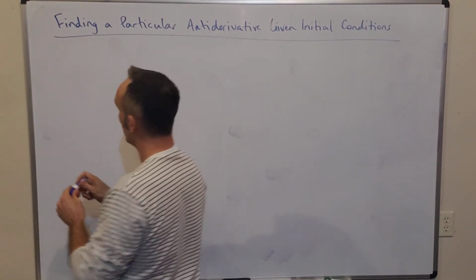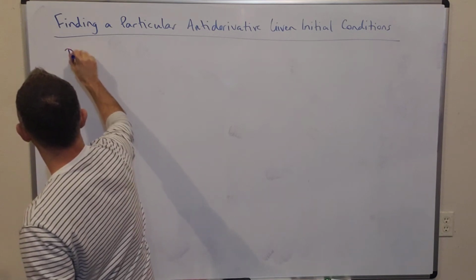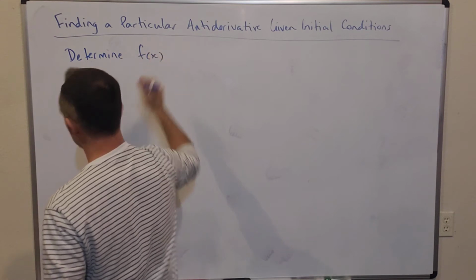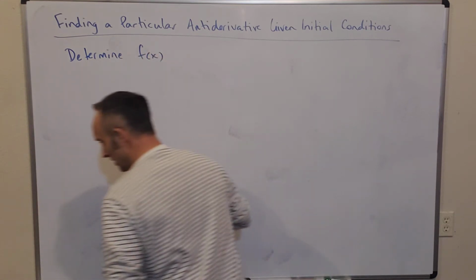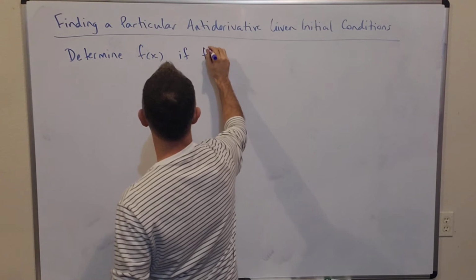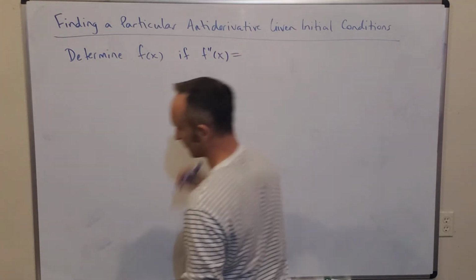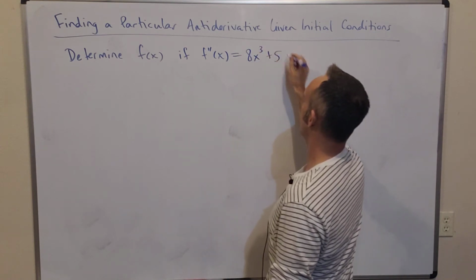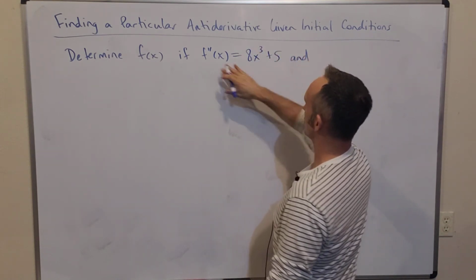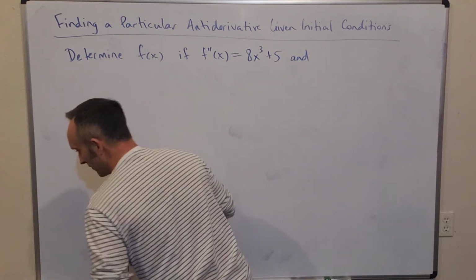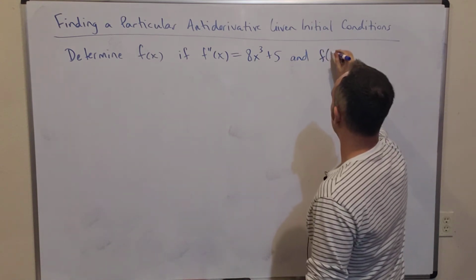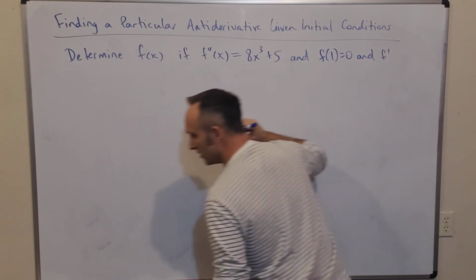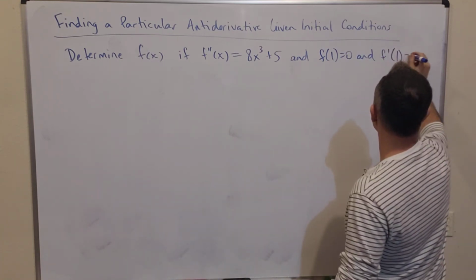So now we're going to be given a second derivative. So let's determine f of x. Determine f of x if f double prime of x equals 8x cubed plus 5. So that's our second derivative. And we have two initial conditions. F of 1 equals 0 and f prime of 1 equals 8.